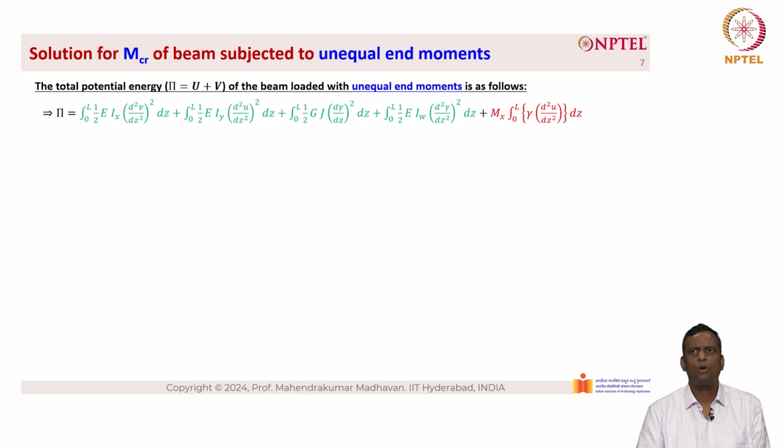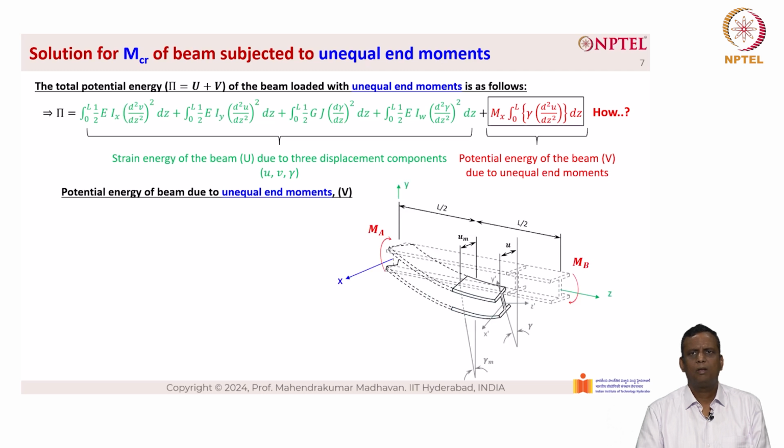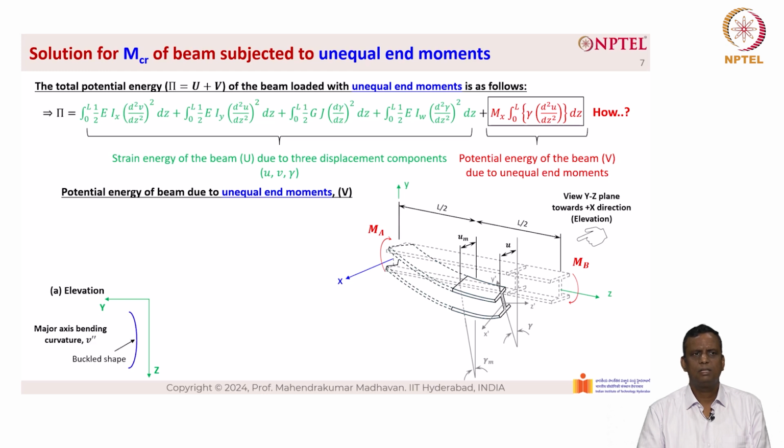Now let us find out how we got this equation. Now let us derive the potential energy of the beam due to unequal end moments V. We have the deformed configuration of the structure on the right hand side. So let us view the YZ plane towards plus x direction, which is the elevation. When we look at it, we get the buckled shape in the elevation.